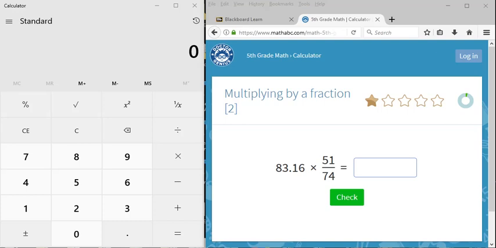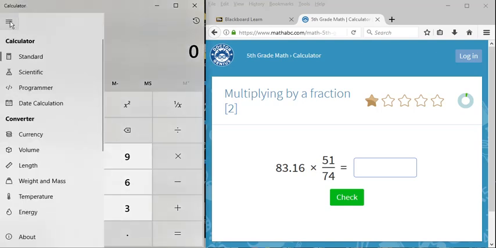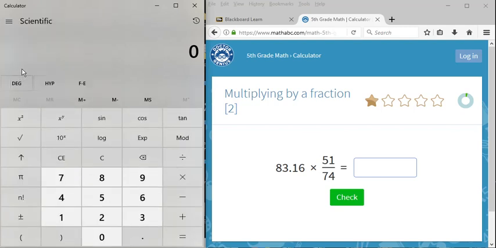In this video, I want to show you how to use the scientific calculator version of the Windows 10 calculator to multiply fractions and decimals. So here I've gone to our website, mathabc.com, and I've opened the calculator. It's open in standard mode. I'm going to switch that to scientific mode.